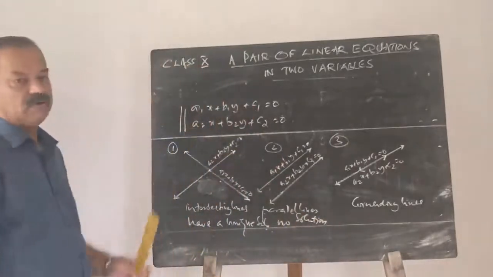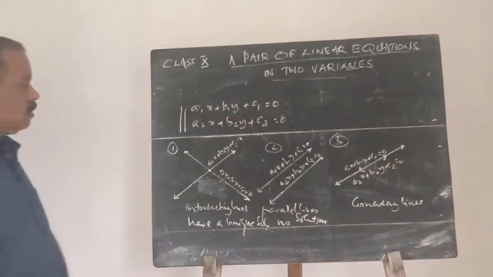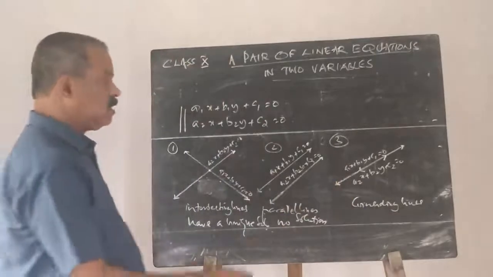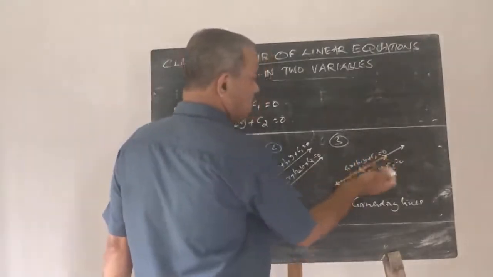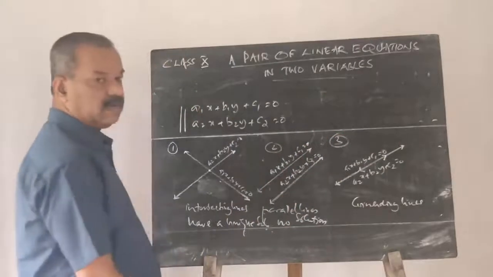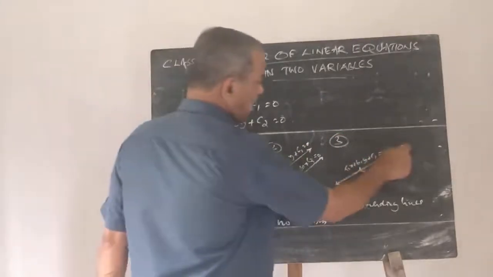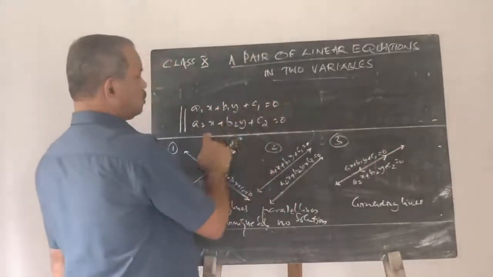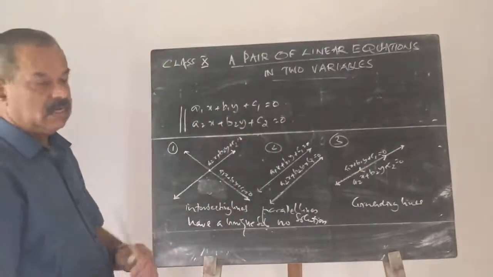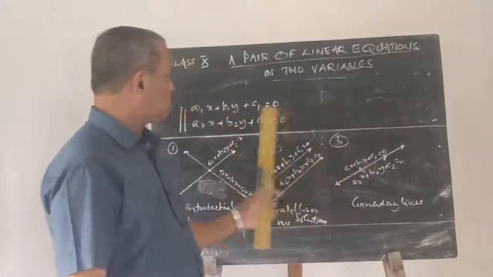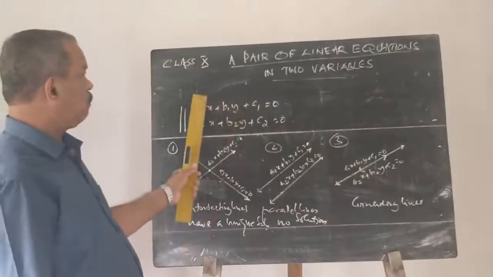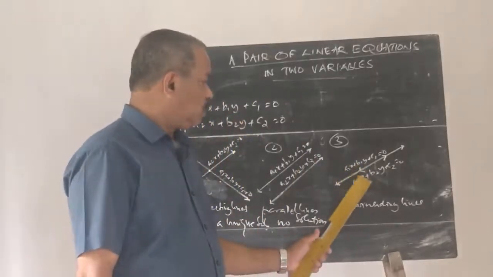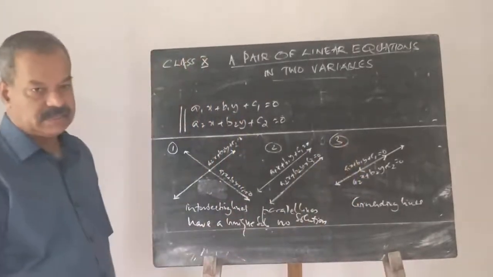No solution because they have no common point. So, such equations. Now, the third case is coinciding lines. That is, the second line is also on the first line. A single line stands for the graph of the first equation as well as the graph of the second equation. That is, we say that the graphs of certain types of pair of linear equations in two variables are of the form coinciding lines.